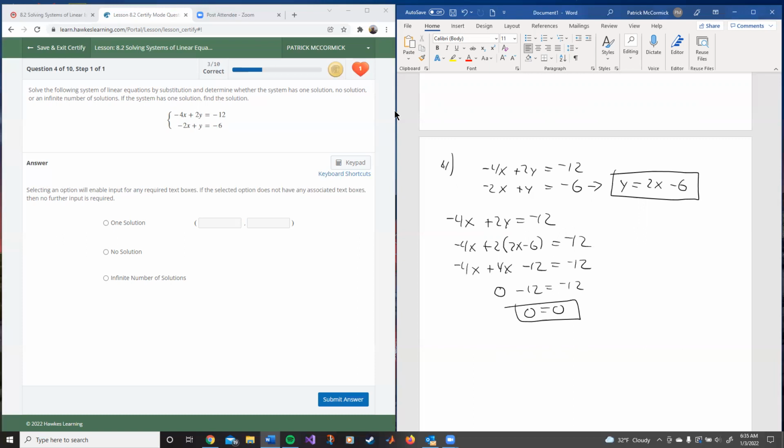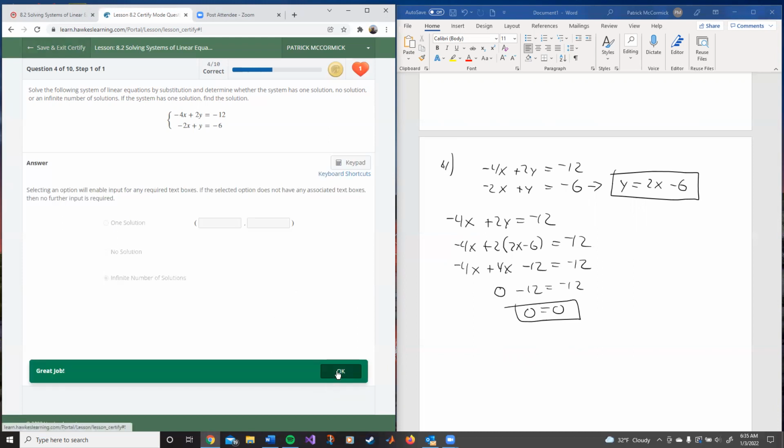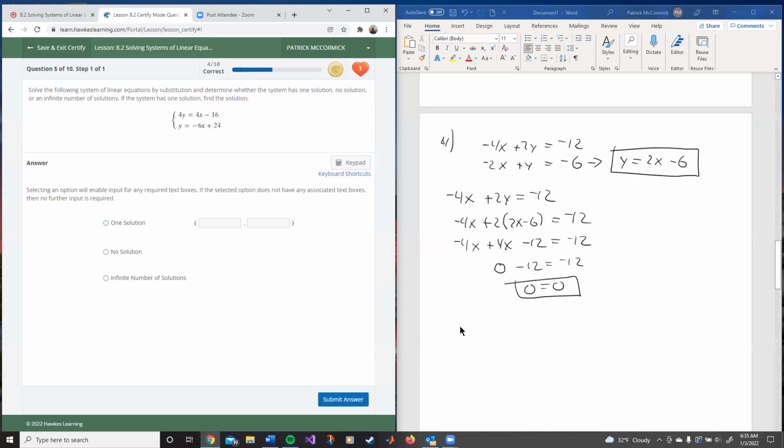Huh, okay. What's that tell us? Well, that is true. I can't deny that. But that means anything will work, right? Because it all zeroes out. So this will be the infinite number of solutions. So notice you got 0 equals 0, a true statement, infinitely many solutions. So there's your key. There we go.